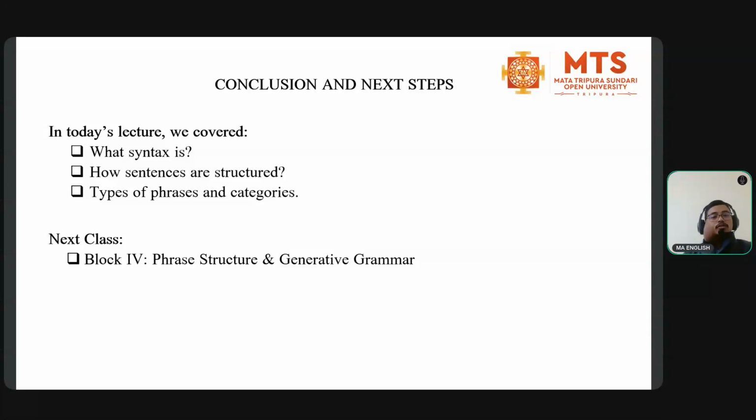Okay, so this lecture now completes Block 3, syntax. In the next lecture we will begin with Block 4, phrase structure and generative grammar, which is a much more advanced but very interesting field to discuss. Before coming to the next class, please go through the definition of phrase structure and generative grammar, what exactly it is and what it deals with.